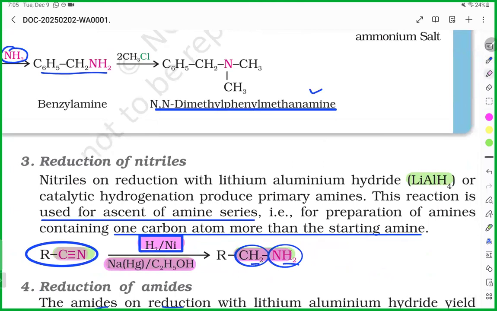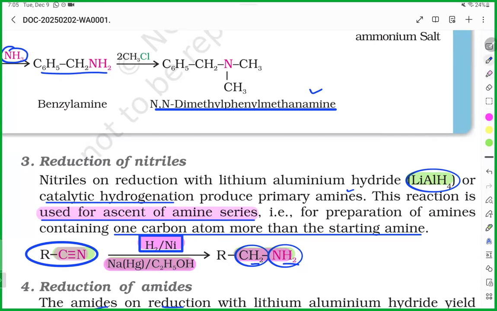Okay. So if you read this part, nitrile reduction with lithium aluminum hydride. Why? Strong reducing agent, right? It simply adds hydrogen. Or catalytic hydrogenation means addition of hydrogen in presence of nickel, platinum, or palladium. They give primary amine. Okay. But this is extremely important. It is used to ascend the amine series. Ascend means what? Increase the number of carbons.